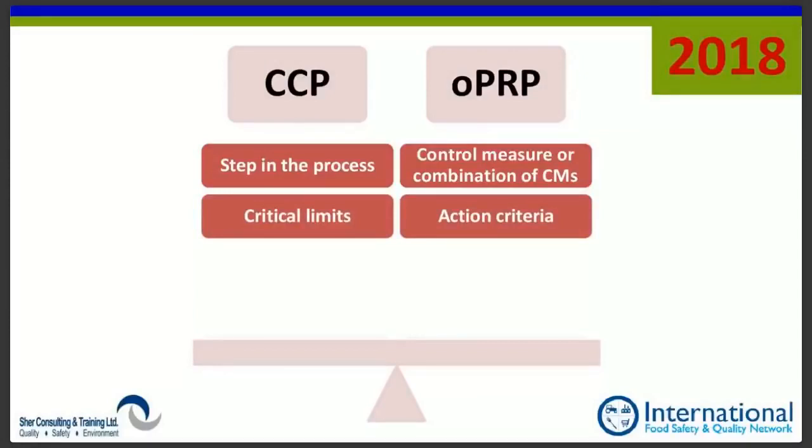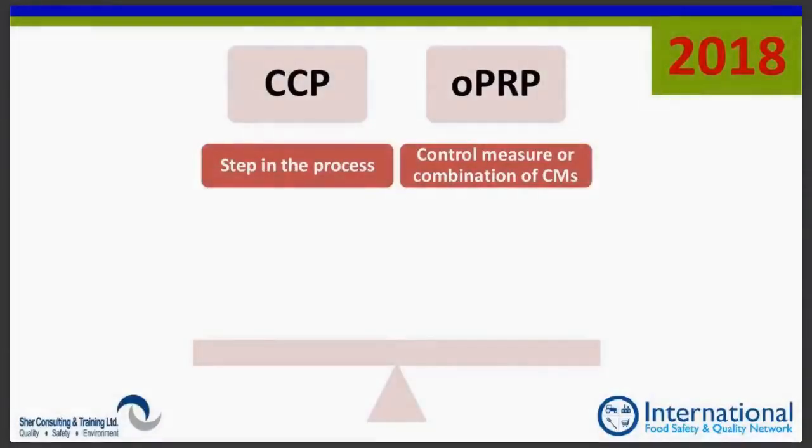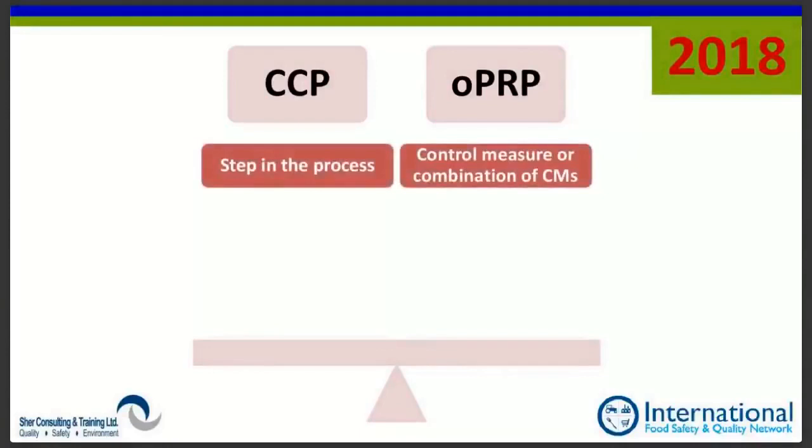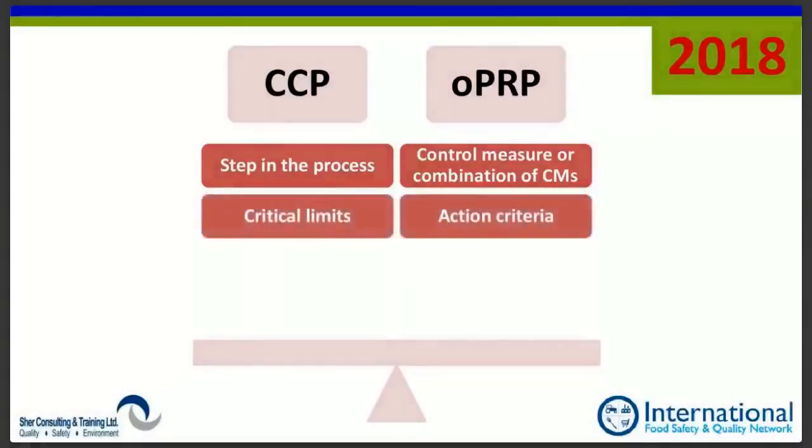So just compare CCPs with OPRPs. Okay. So a CCP is a step in the process. An OPRP is a control measure or combination of control measures. It doesn't say that it's not a step in the process. It could be, but it doesn't have to be. A CCP must be. Second difference, CCPs are defined when we monitor them according to critical limits. OPRPs according to action criteria.